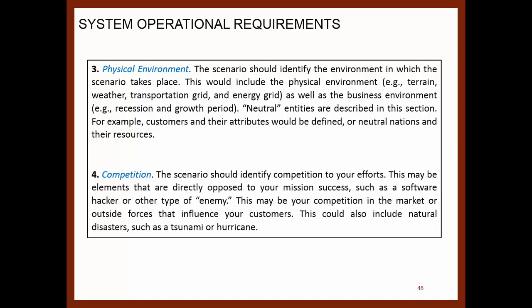3. Physical environment. The scenario should identify the environment in which the scenario takes place. This will include physical environment, terrain, weather, transportation grid. This is what I was referring to in the previous one, as well as the cyber environment. Neutral entities are described in this section. For example, customers and their attributes will be defined, or neutral nations and their resources.